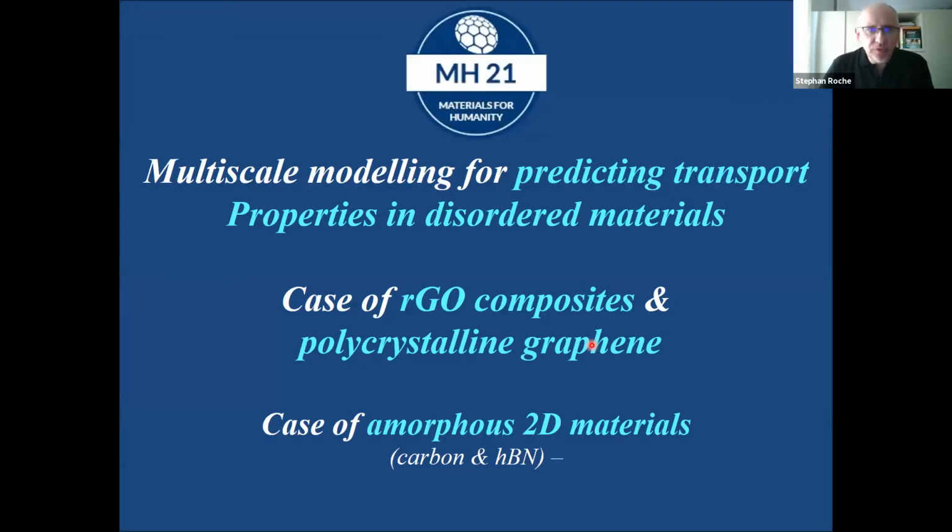I will have three parts in the talk. First, I want to motivate a bit the type of material we are interested in and the methodology we are developing. Then I will illustrate more extensively three different classes of materials. On one side, I will cover the composites, including reduced graphene oxide materials, and also polycrystalline graphene. And the last example I want to discuss is related to amorphous two-dimensional materials.